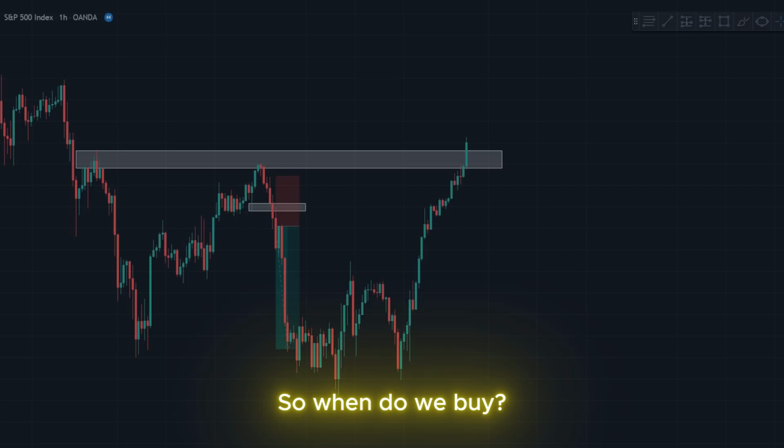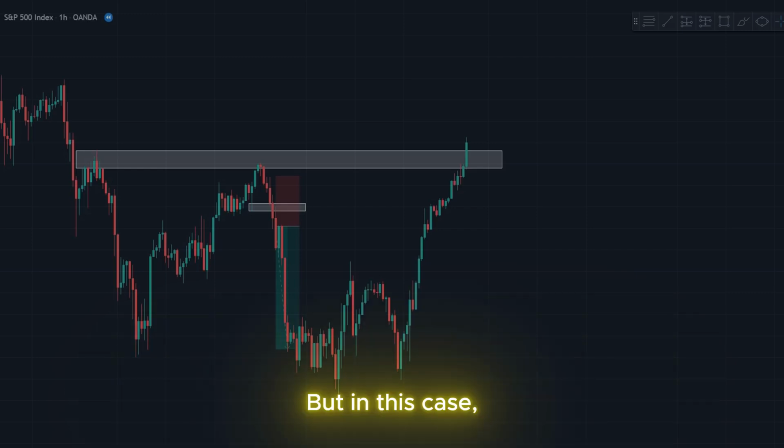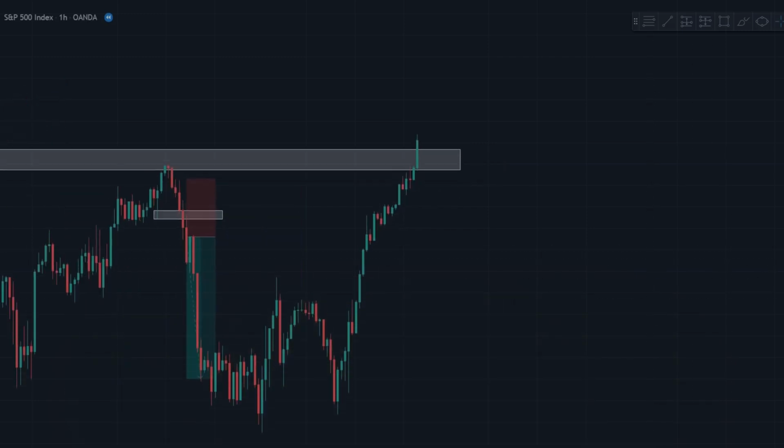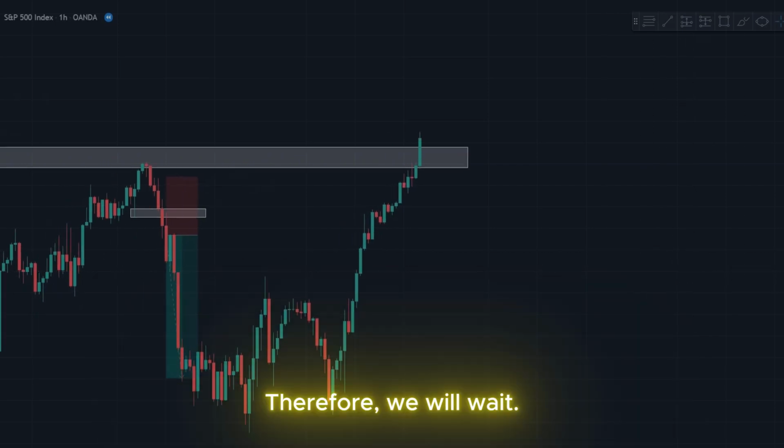So when do we buy? We buy when we confirm that the pullback trend has ended. But in this case, a pullback trend has not yet appeared. Therefore, we will wait.